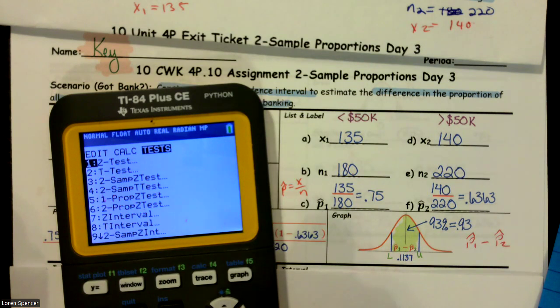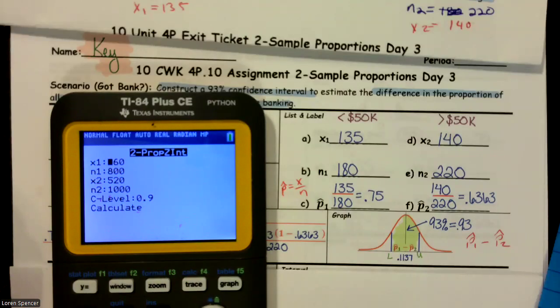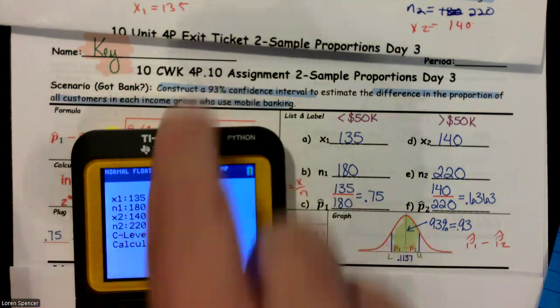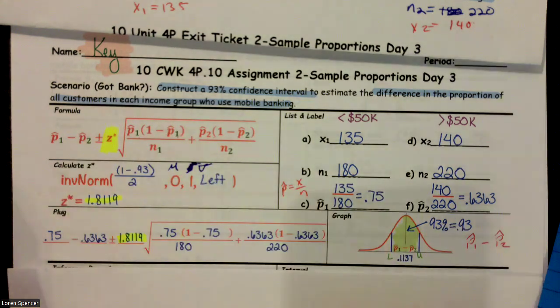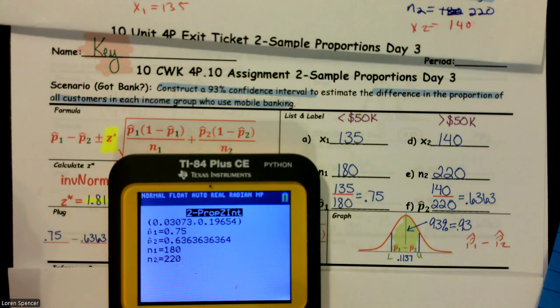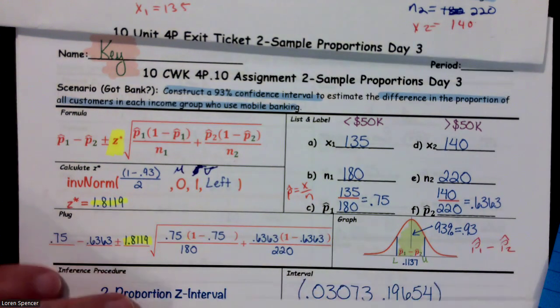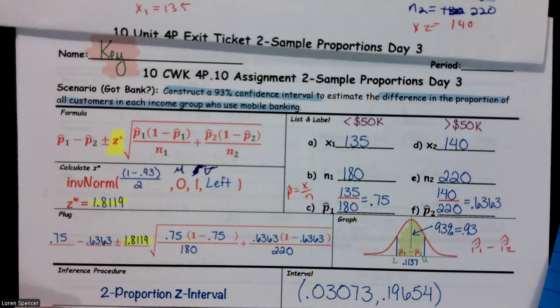So we're going to go stat test. We're going to drop way down to letter B, 2-proportion z interval. We have 135 out of 180, 140 out of a sample of 220. And we said up here we wanted a 93%, so 93 divided by 100. And we end up getting 0.03073 and 0.19654. All right, so that's the 2-proportion z.